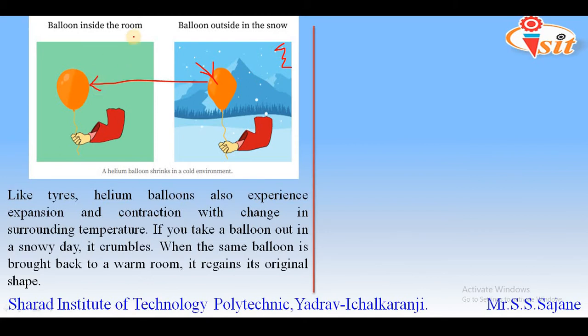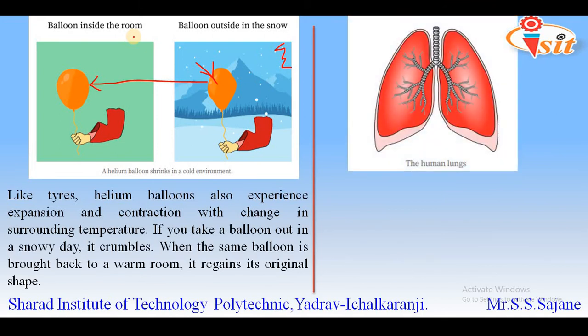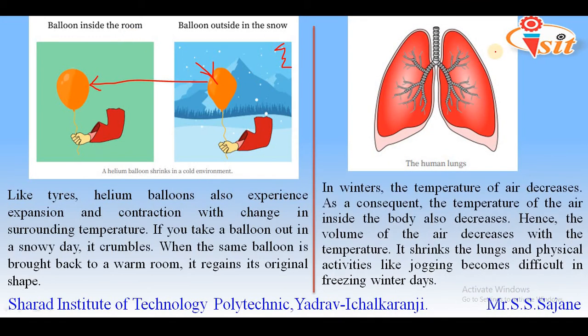And the last application related to Charles' law is related to the human lungs. The human lungs are spongy air-filled organs that play an important role in respiration. These lungs continuously perform the function of expansion and contraction, and the air will flow inside the lungs when they expand, and it will flow out when they contract.